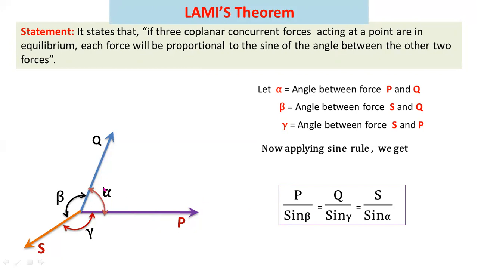Here let P be the force and the other two forces are Q and S. The angle between the other two forces is beta, so P divided by sine beta. In a similar way, Q divided by sine gamma, and S divided by sine alpha. So this is Lami's equation. This Lami's equation is applicable for three concurrent forces only.